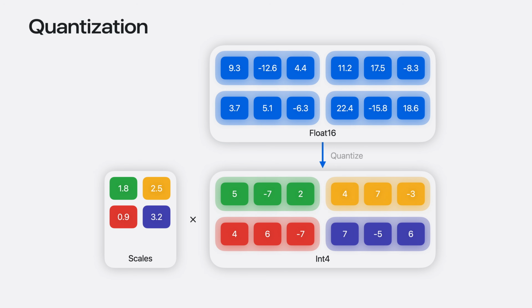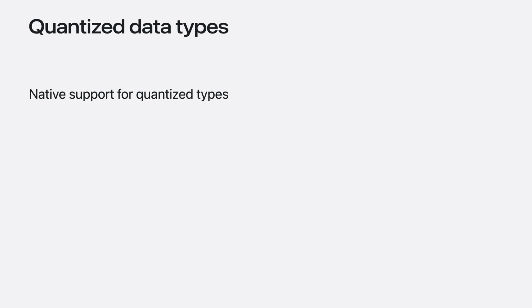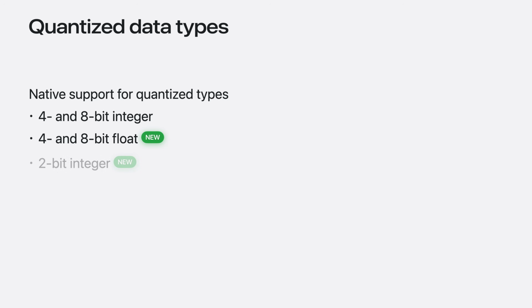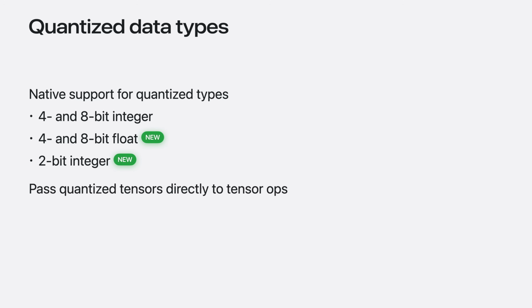In addition to 16 and 32-bit floating point types, Tensor Ops now natively supports quantized data types. We added support for 4 and 8-bit integer types in an update to macOS and iOS 26. And we're extending support to even more data types in macOS and iOS 27. This includes 4 and 8-bit floating point types and 2-bit integer types. You can simply create and pass your app's quantized tensors to Tensor Ops, and it will automatically take advantage of any available hardware acceleration.